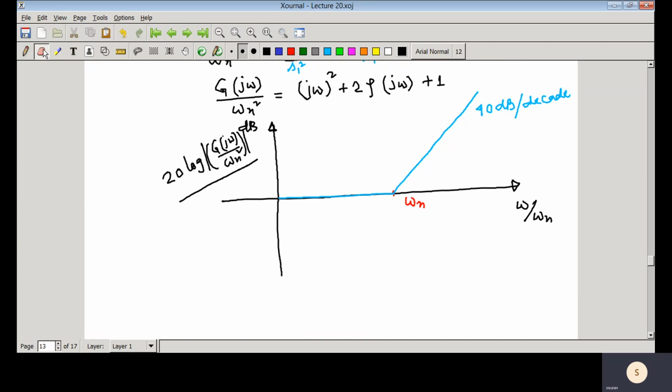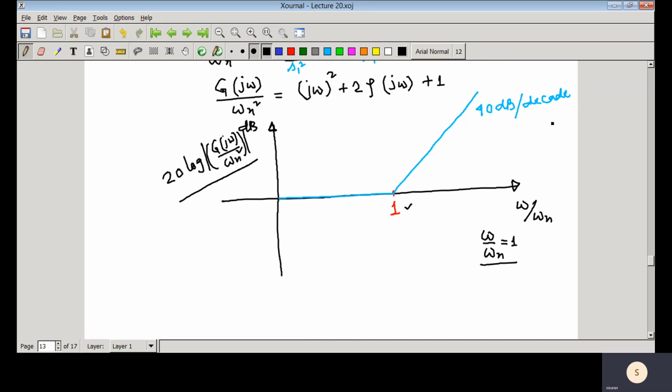And here, that natural frequency, that corner frequency, it would be 1. We have already discussed, because if omega by omega n equal to 1, then omega equal to omega n is the corner frequency. That means if we represent it in only omega scale, log omega scale, then the corner frequency would be omega n here. But if we represent it in scaling form, that is by omega n, then this one would be 1.